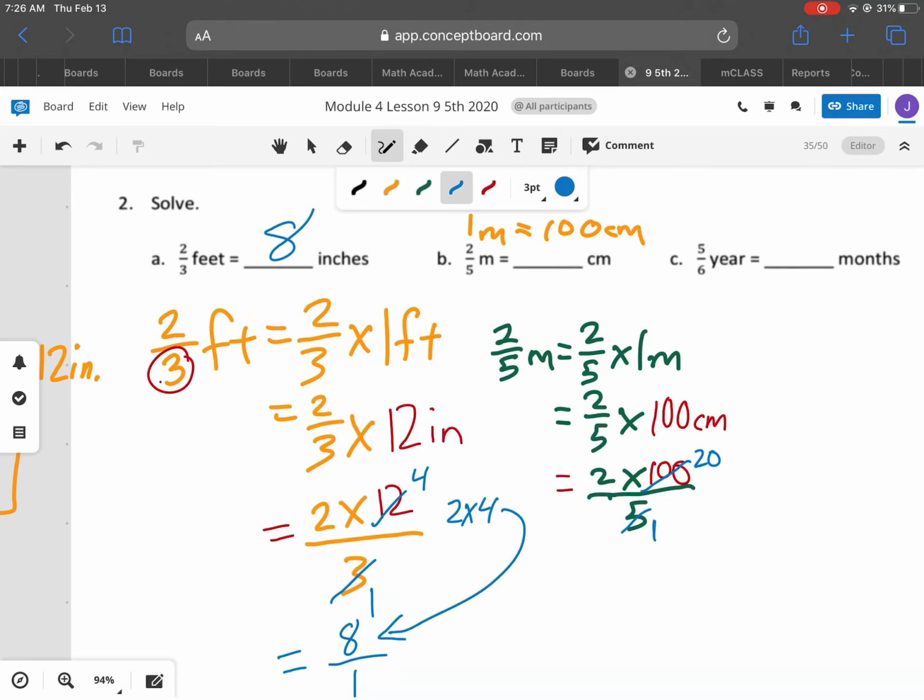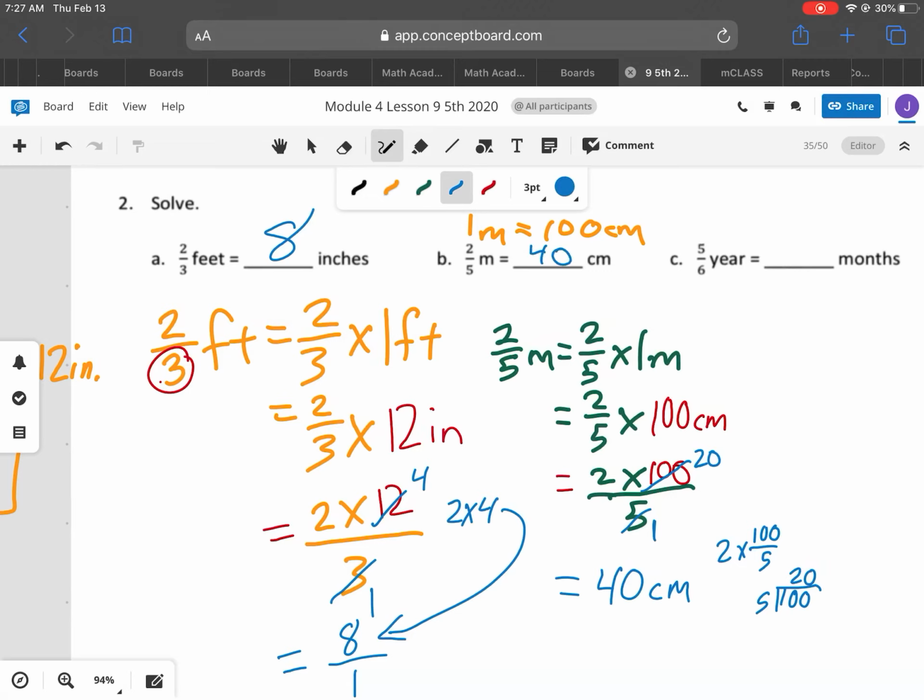Okay, and if you don't understand that, we're going to leave the 2 outside, and we're going to put the 100 over the 5. So we're multiplying this. Okay, and if you do 100 divided by 5, you get 20. So now we need to multiply that by 2, so our answer is 40 centimeters.